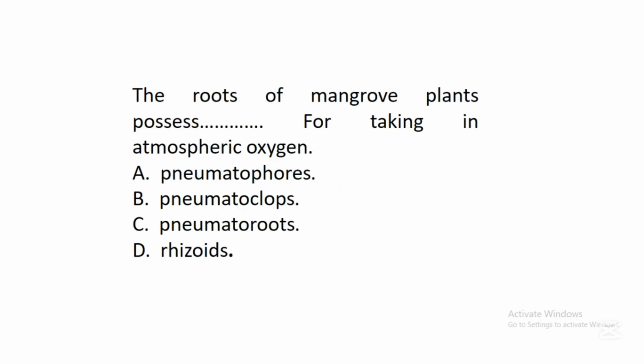The next question says, the roots of mangrove plants possess dash for taking in atmospheric oxygen. A. Pneumatophores. B. Pneumatoclops. C. Pneumatoroots. D. Rhizoids. In this question, the correct answer is A. Pneumatophores. In mangrove plants, they have structures called pneumatophores, and these pneumatophores are regarded as the breathing roots in these plants. They use these structures to take atmospheric oxygen in order to survive in their environments.